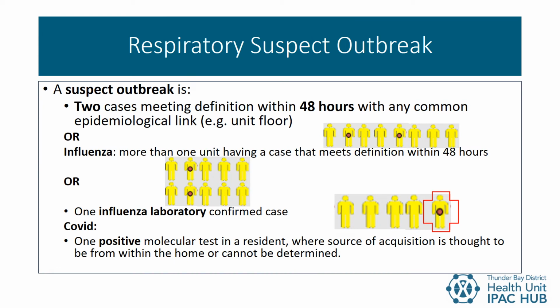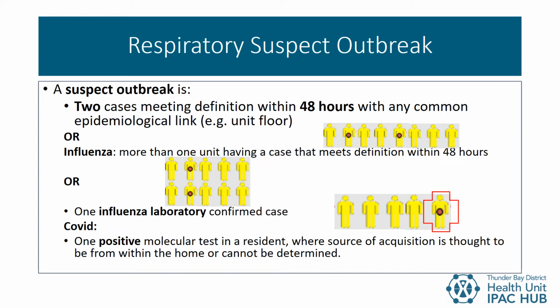So let's review the definitions of respiratory outbreaks, starting with suspect outbreaks. This can be identified a few different ways and can get confusing with COVID, influenza, and other respiratory illnesses. A suspect respiratory outbreak is 2 cases of acute respiratory illness occurring within 48 hours with any common epidemiological link, so having those 2 cases on the same unit or floor.